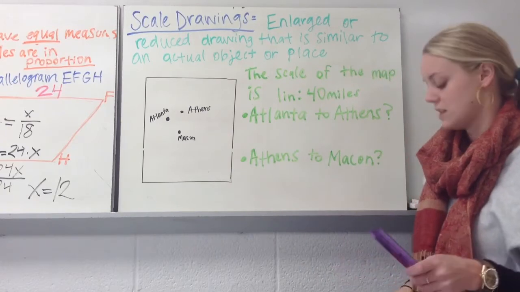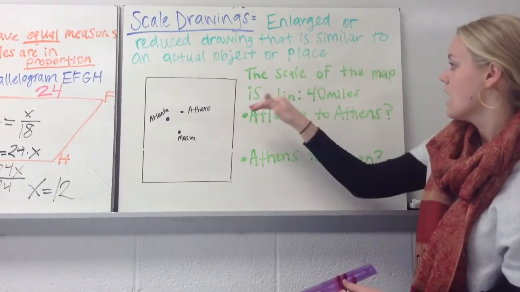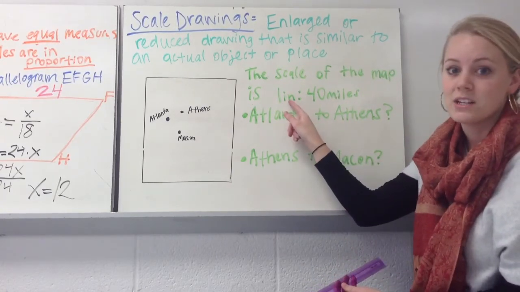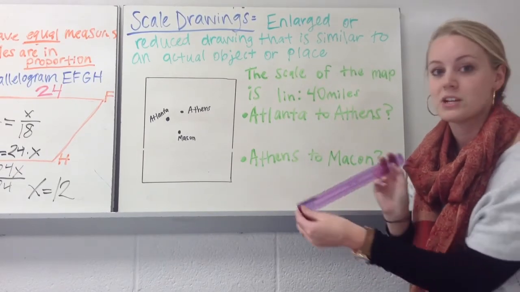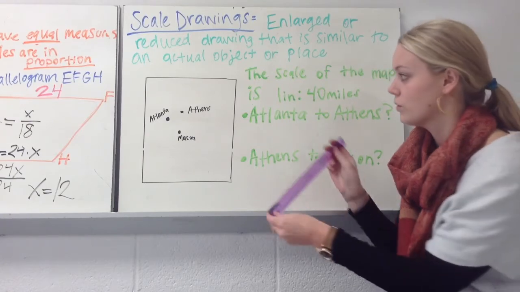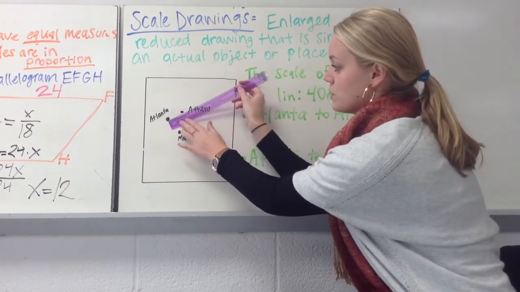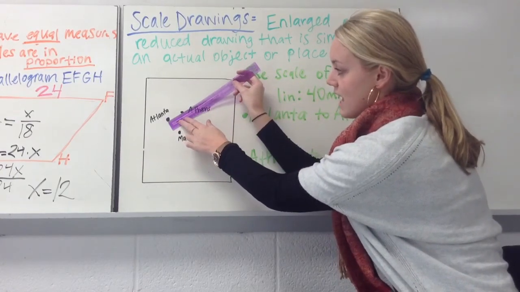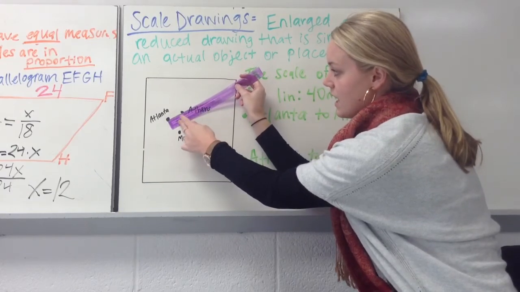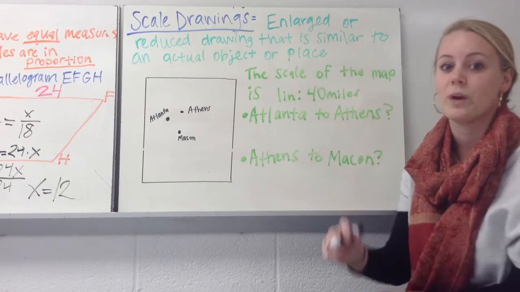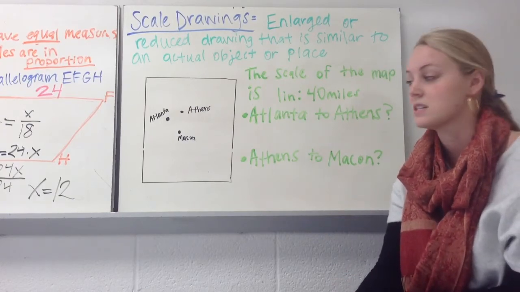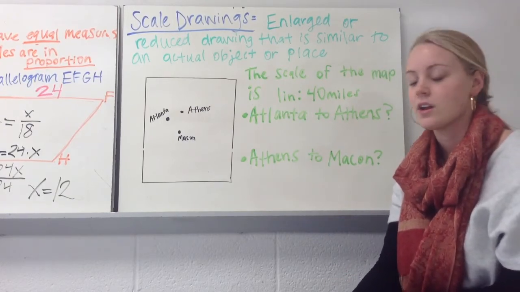In order to do this, the scale tells us that on the map, for every 1 inch, you have gone 40 miles. So let's take a ruler. Make sure you're on the inches side of the ruler. And we're going to measure between Atlanta and Athens. I know you probably can't see it on the screen, but when we practice with this tomorrow, we'll be able to see it better.